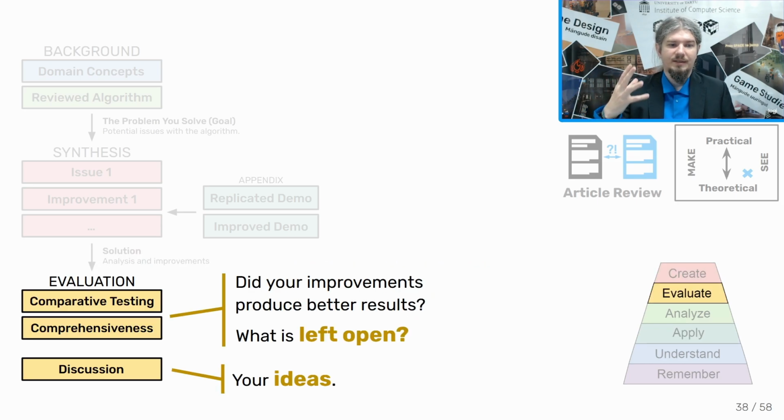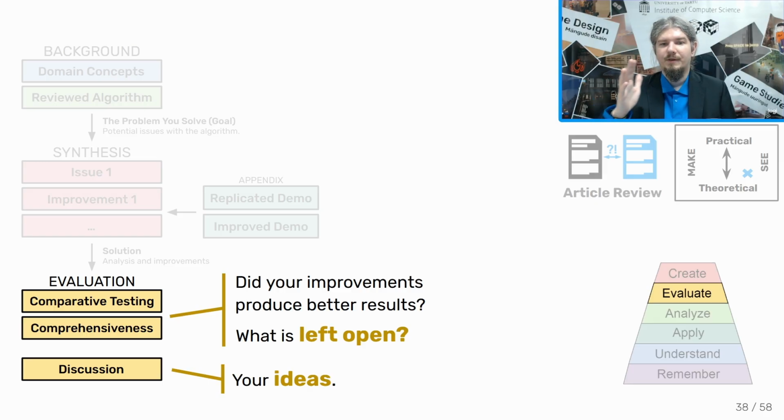The third part is evaluation, so you can do some comparative testing now. Did your improvements really produce better results? Maybe they produced visually better results, but the performance went down. So you might have pros and cons there, but this needs to be tested and compared against the original algorithm.